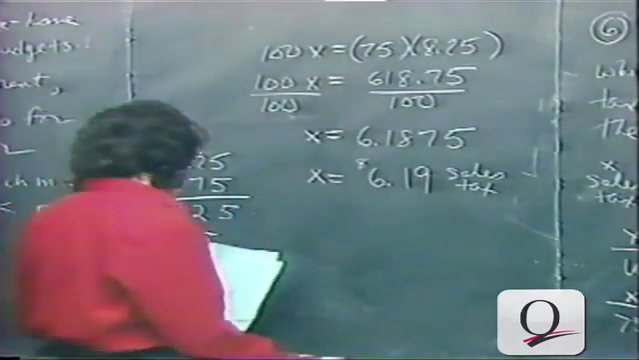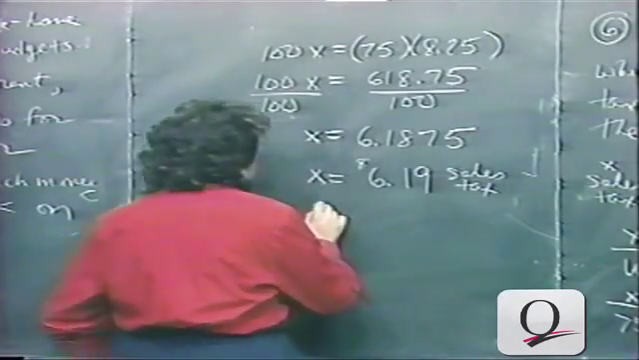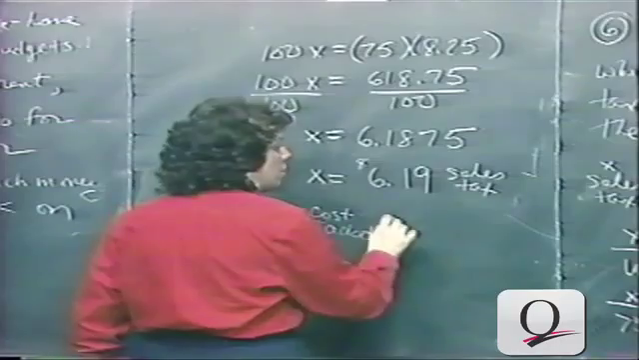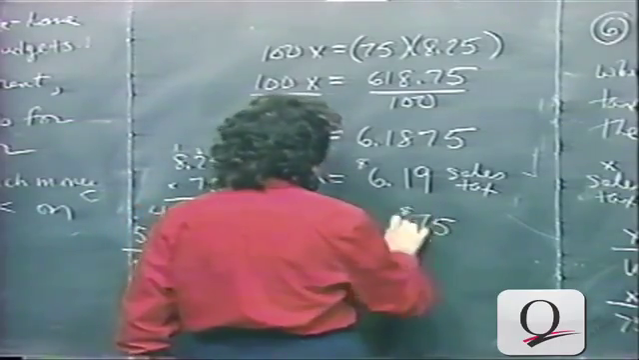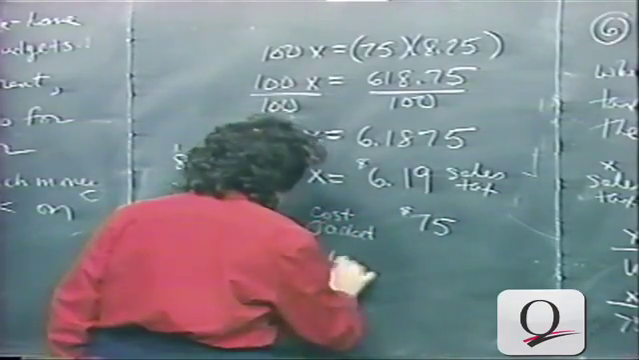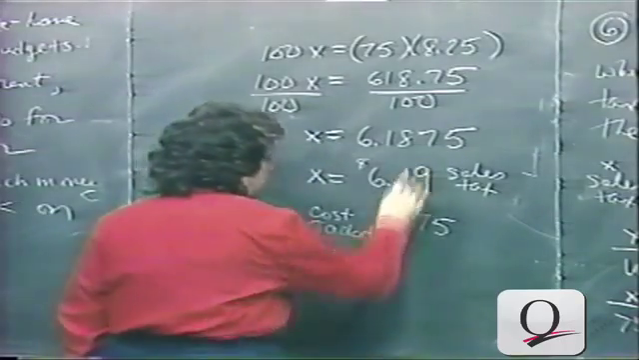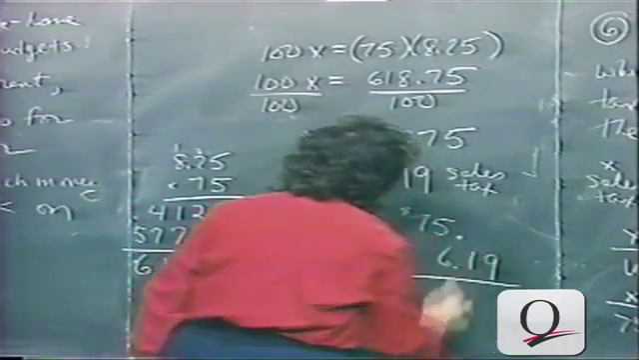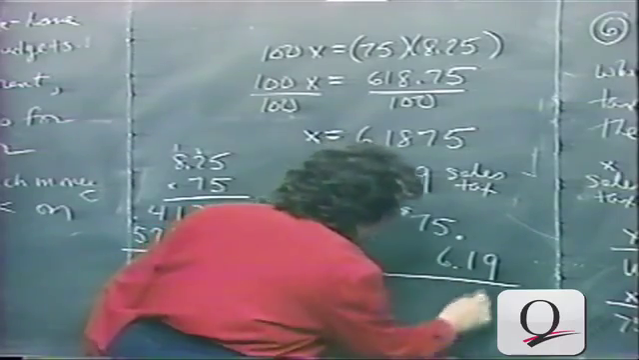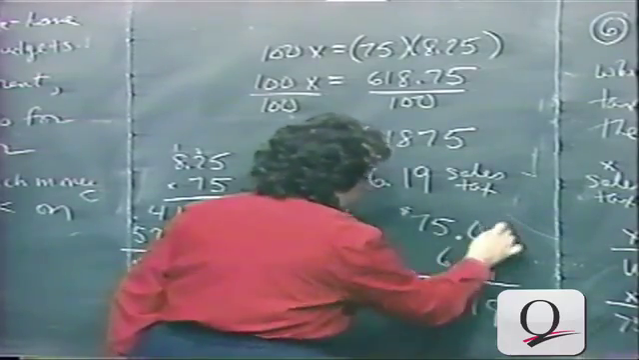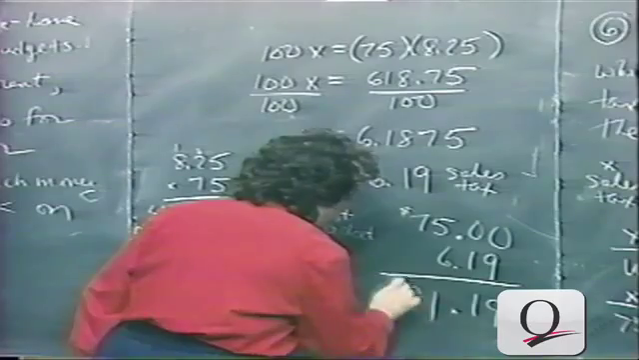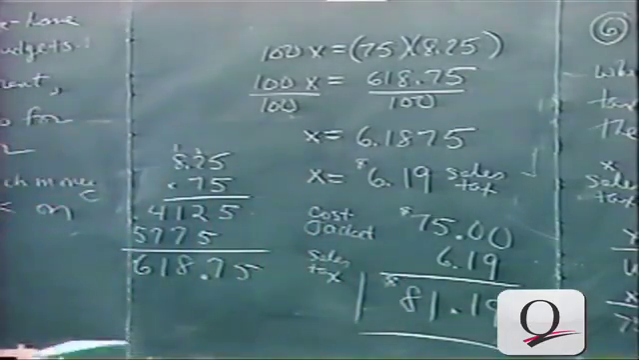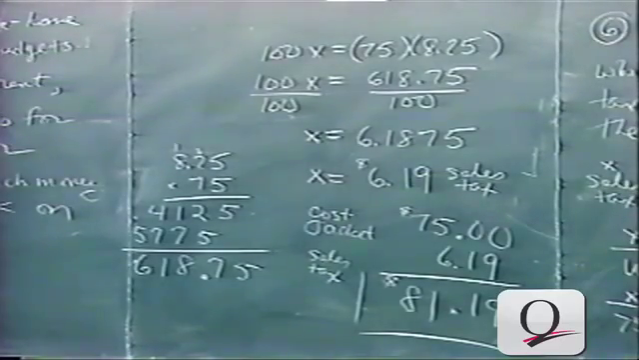So, total price, you're going to have to add the cost of the jacket, which is $75, to the sales tax, which is $6.19, to get a final answer of $81.19. That is what she has to pay for this jacket.